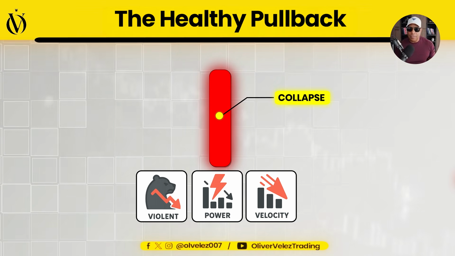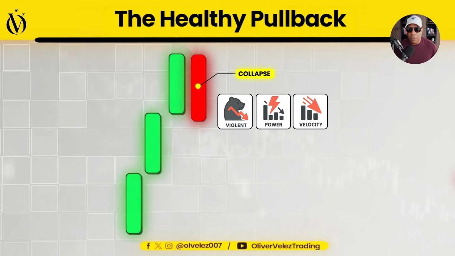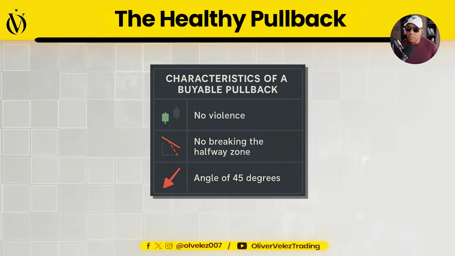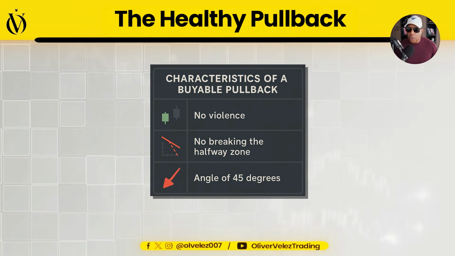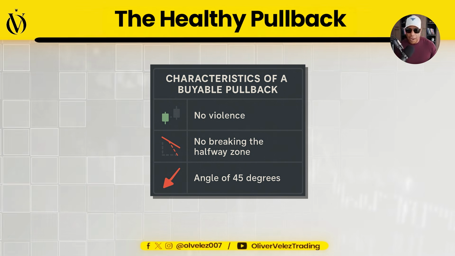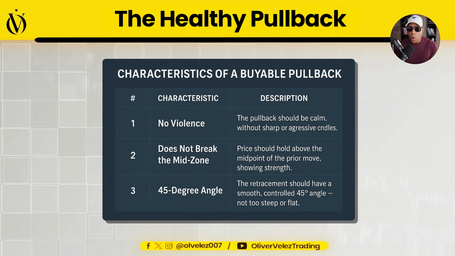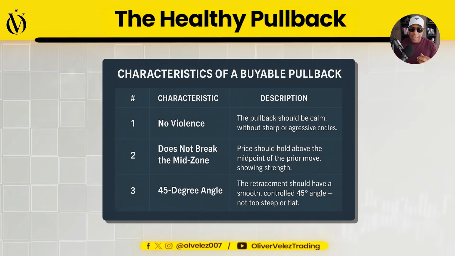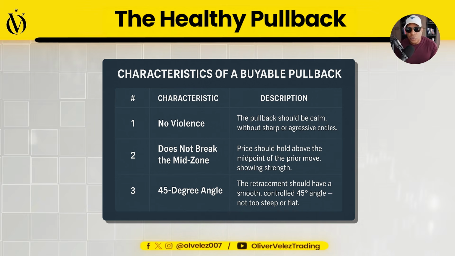To me, that's a collapse. That's not gracefully coming off this mountaintop. So no violence to speak of, and no breaking the half, and 45-degree angle drift. No vertical drops. And that's when you know that this pullback is a gift. It is not a reason to be concerned. It is not a reason to run for the hills. It's not a reason to be nervous. It's a reason to add.